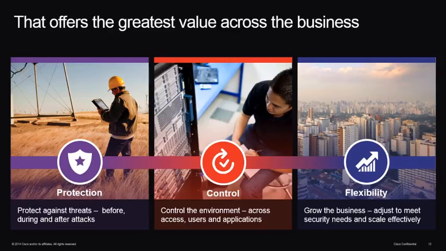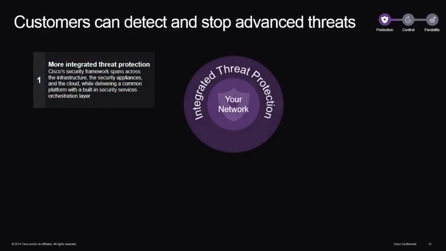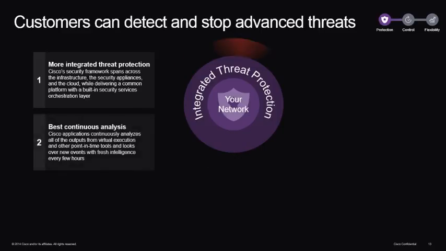Let's look at some individual features that contribute to this overarching value. Cisco's security framework enables customers to detect and stop advanced threats throughout the entire threat lifecycle. We provide unique threat protection that actually integrates with the network. It spans infrastructure, appliances, and the cloud to bring a built-in security services orchestration layer. Advanced malware can hide in customers' networks, but is missed by point-in-time detection.